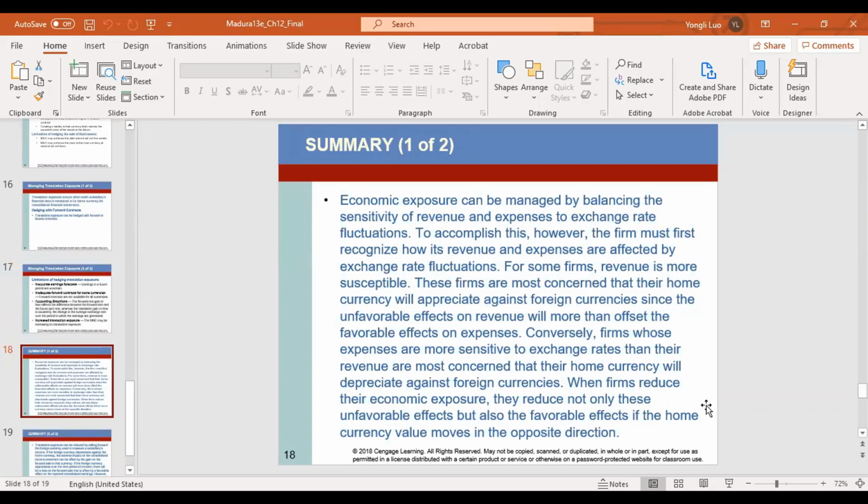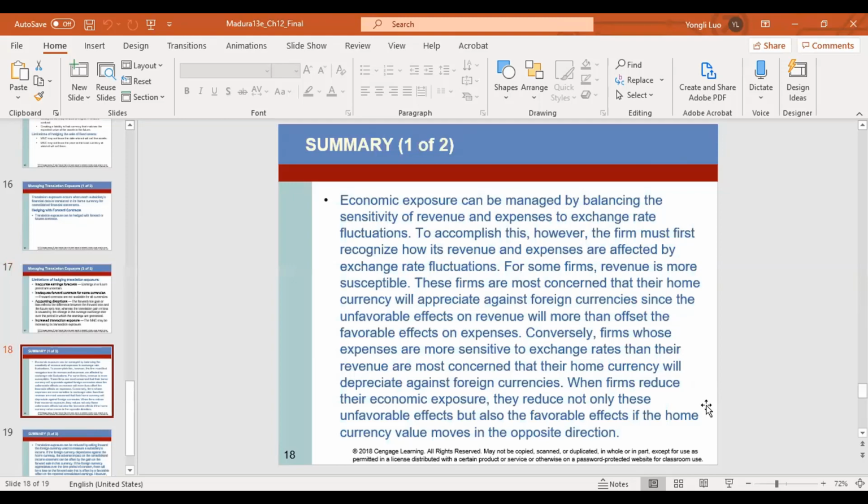For some firms, revenue is more susceptible. Those firms are most concerned that their home currency will appreciate against the foreign currency, since the unfavorable effect on revenue will more than offset the favorable effect on expenses.